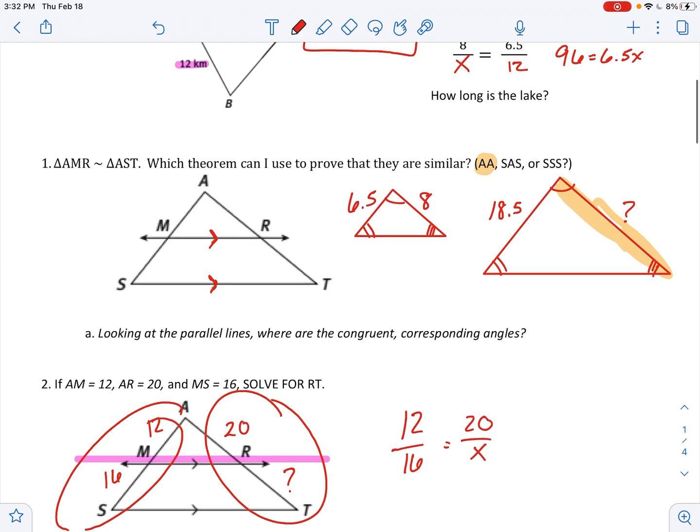I have no idea what x is. But 12 over 16 equals 20 over x, or 12x is going to be equal to, that's 200 plus 120 is 320. And then you could just divide, and it looks like that would get you RT equals 26.7 or 26.6 repeating, approximately.